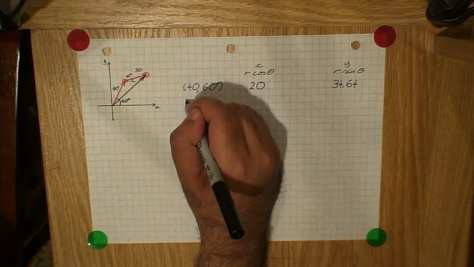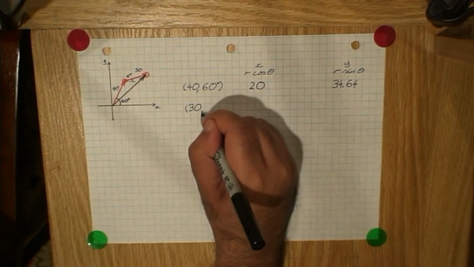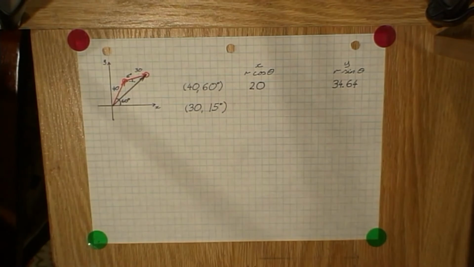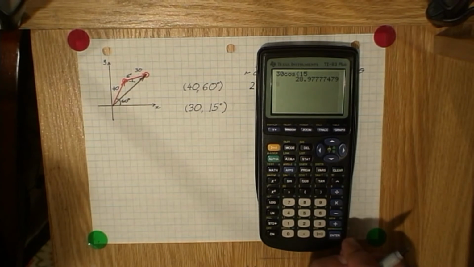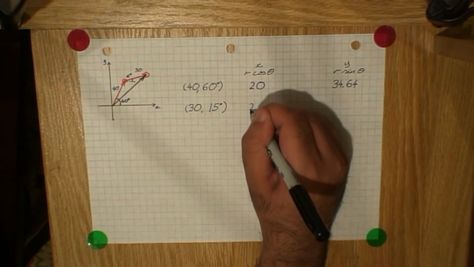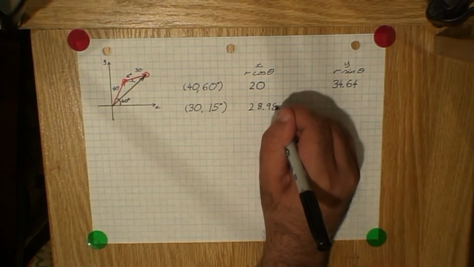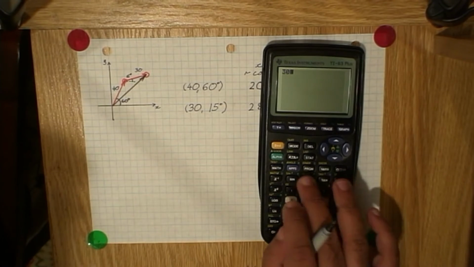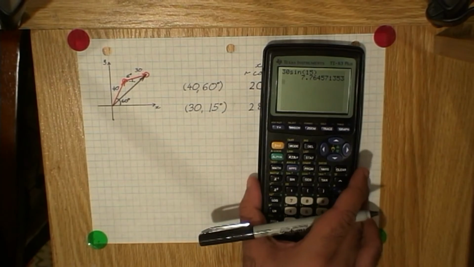Now for the second vector. That's 30, 15 degrees. Again, find x. 30 cos 15, that's 28.98. And 30 sine 15, 7.76.